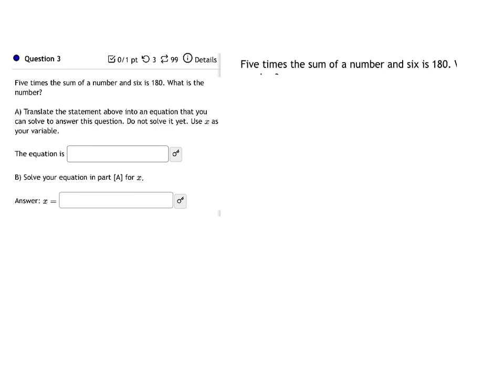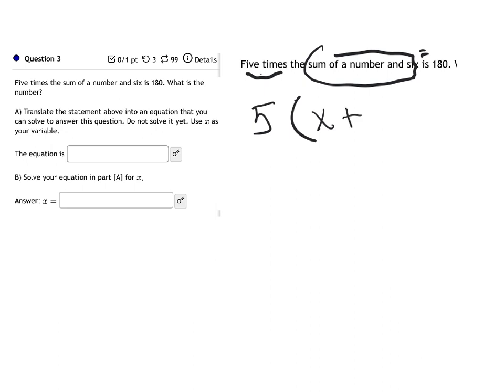This one is a little different because it's 5 times the sum of a number and 6. Sorry, my writing is messy. So we're multiplying 5 times the sum of a number. So we want to multiply it times the sum of a number and 6. And then it equals 180.